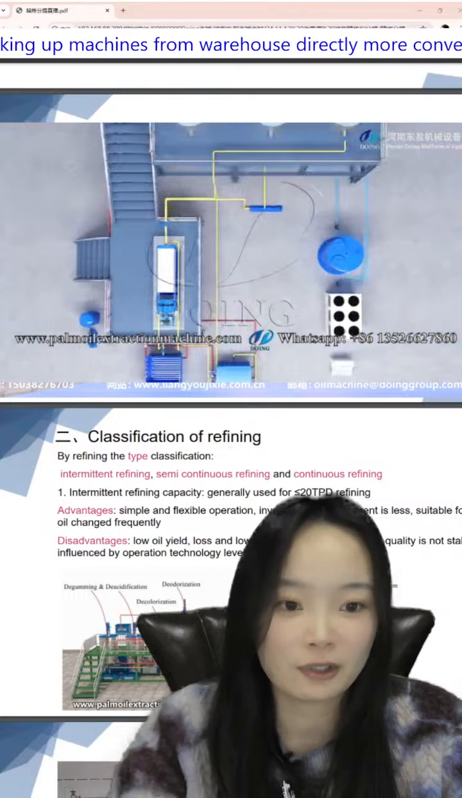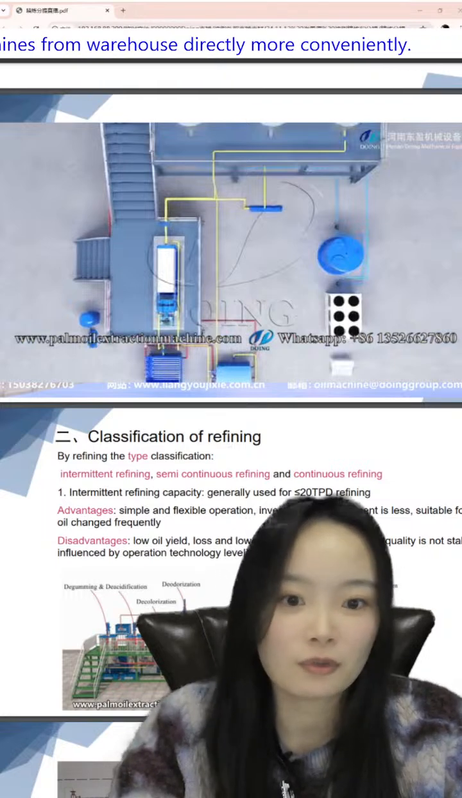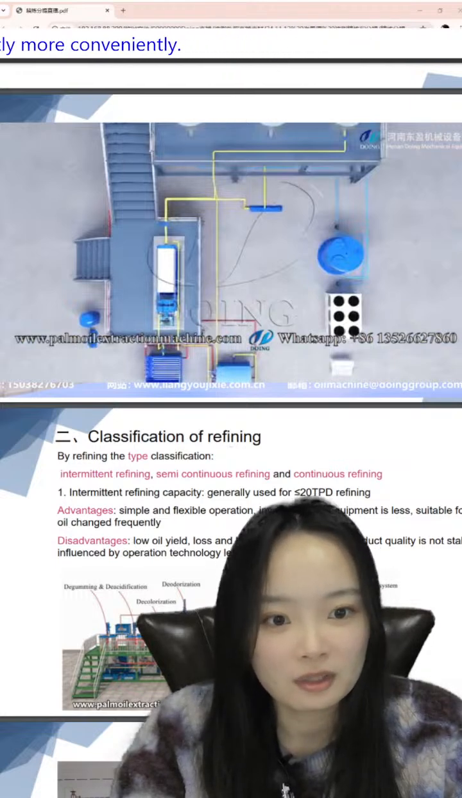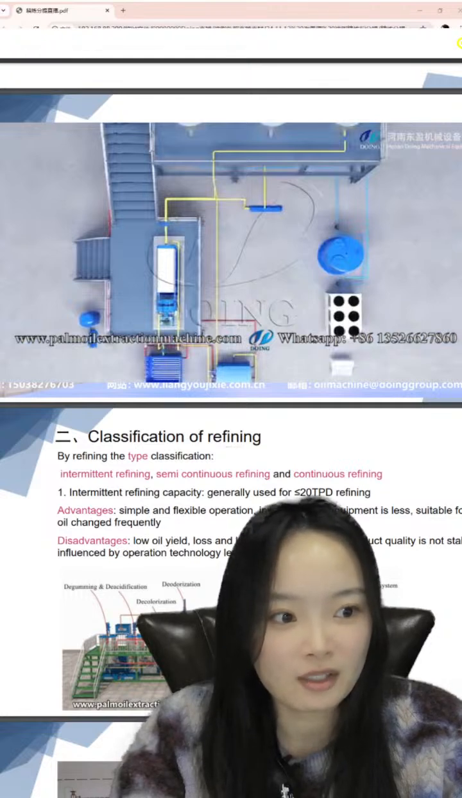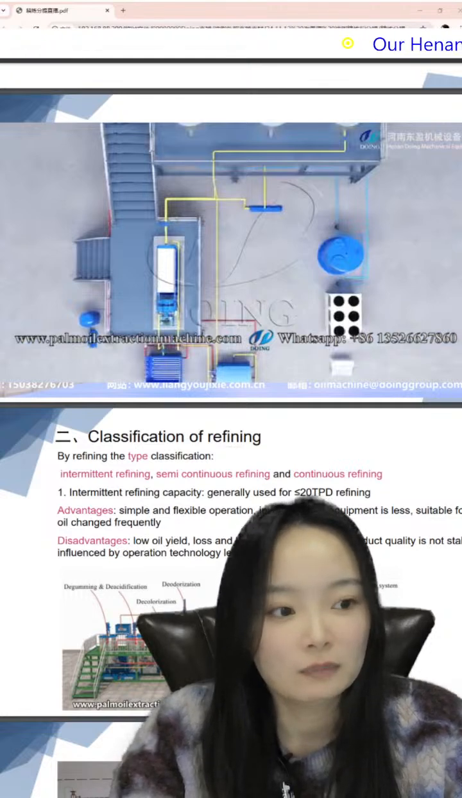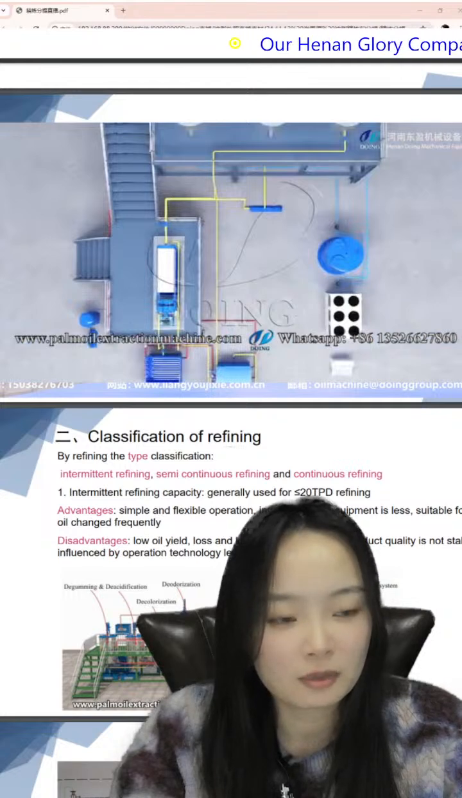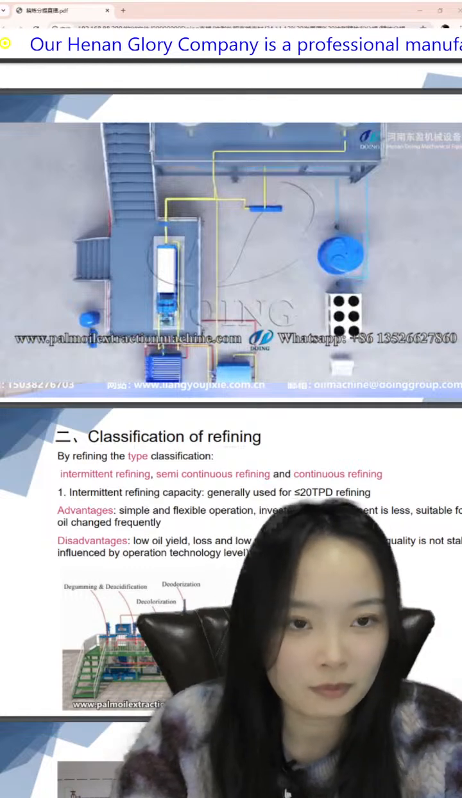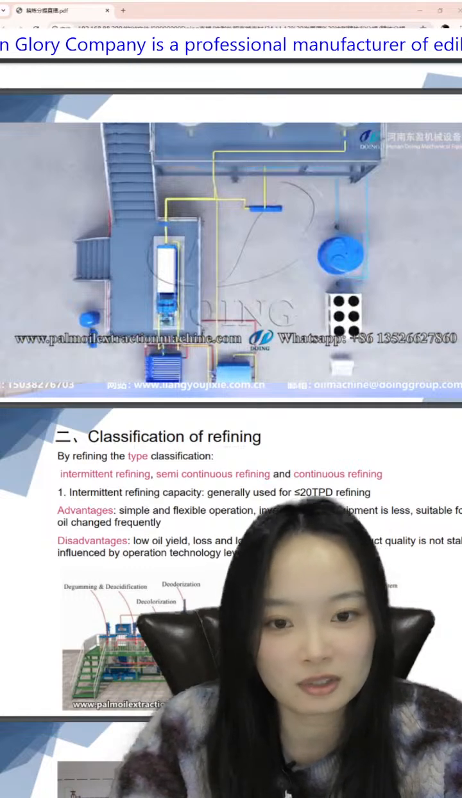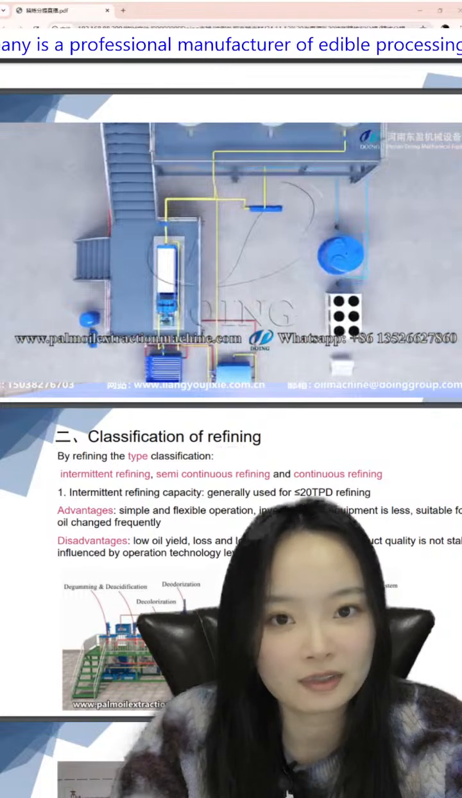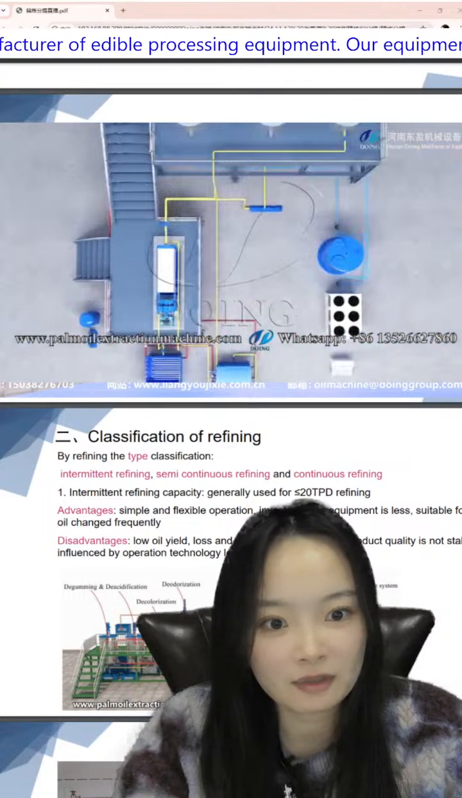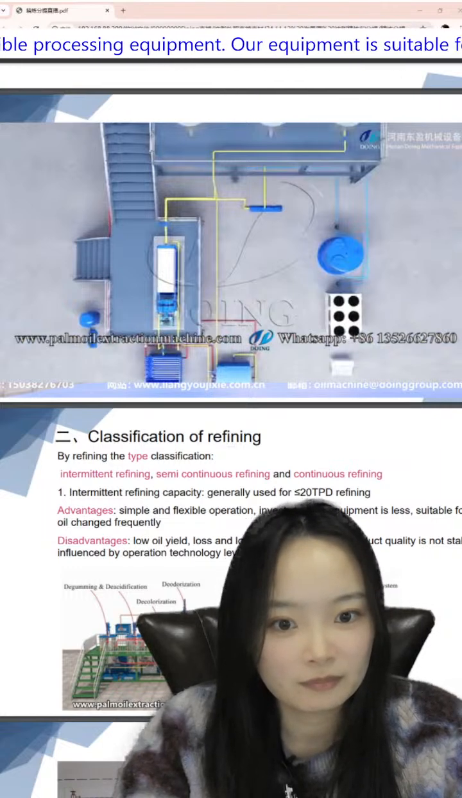You can change the oil, but it also has disadvantages, such as low oil yield and low work efficiency, and the product's quality is not stable. The product quality is more based on your operation. If your operation is not right, the oil quality will be low and greatly influenced by the operation.